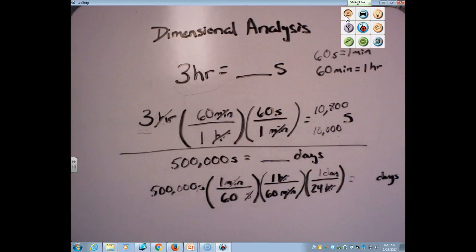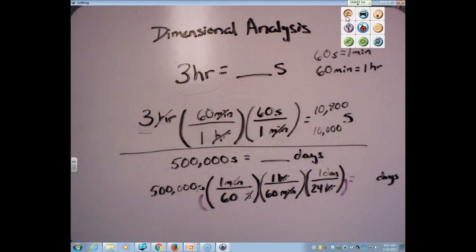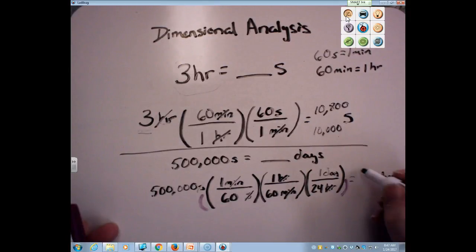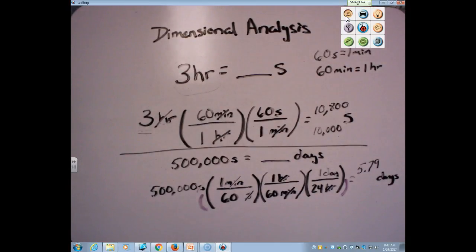Now it's going to be everything on top multiplied together divided by everything on the bottom multiplied together. If you do this in one swoop on your calculator, make sure you put one set of parentheses around everything on the bottom. So in this case, it's going to be 500,000 times 1 times 1 times 1 divided by parentheses 60 times 60 times 24 end parentheses. And in this case, my calculator spits out 5.79 rounded. That's how many days.